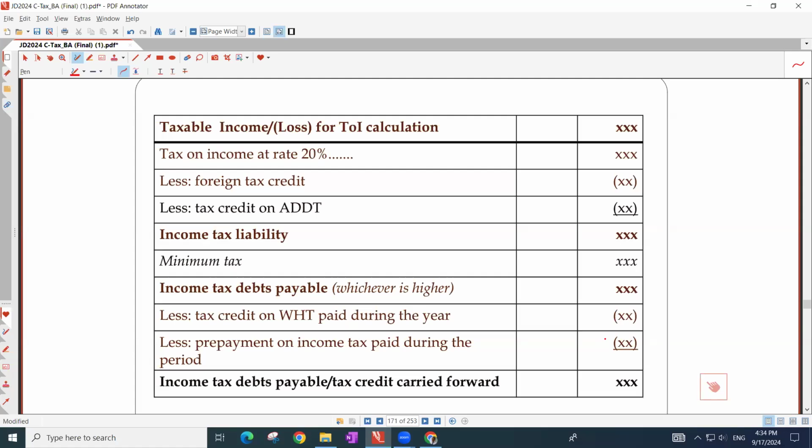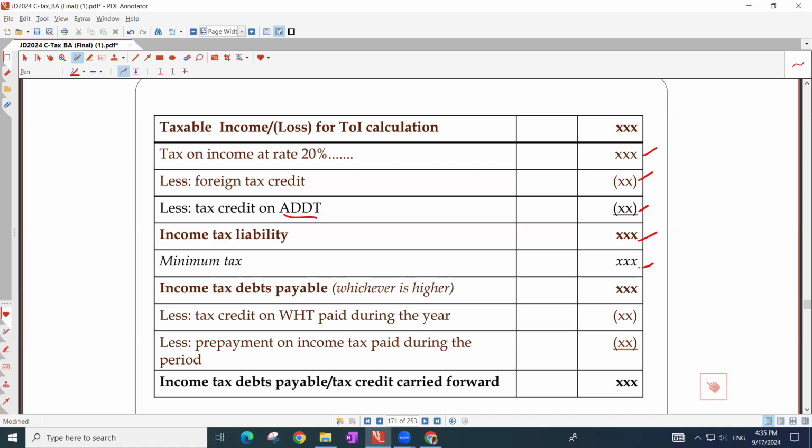Okay, then we calculate tax on income at 20%. If you have a foreign tax credit, we deduct it, and we also deduct ADDT, the advanced dividend distribution tax, from the income tax liability. Then we get the income tax liability here, and we compare it with the minimum tax.